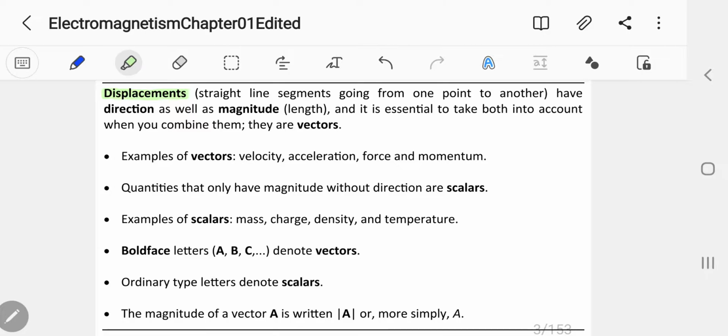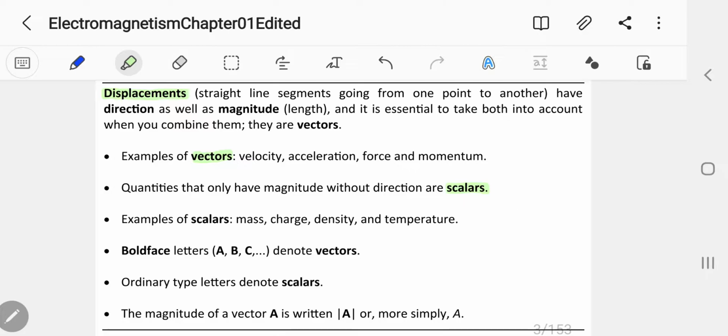What are examples of scalars? For example, mass and charge. The charge of an electron is the same anywhere. It doesn't need direction. The mass of an object is the same everywhere, so direction is not important. Density as well as temperature are also scalars.